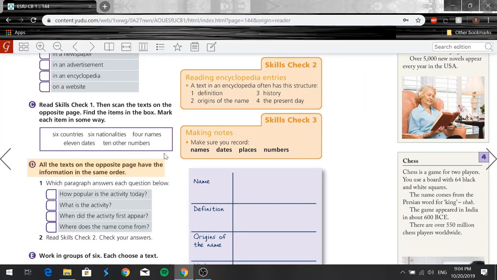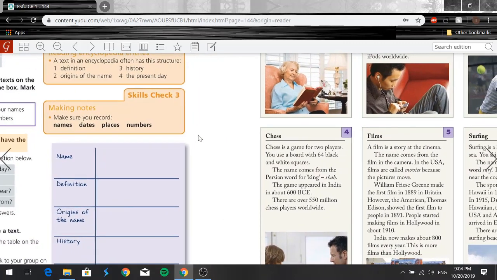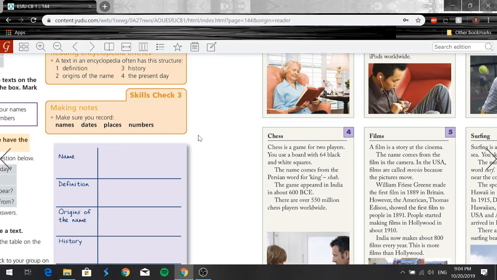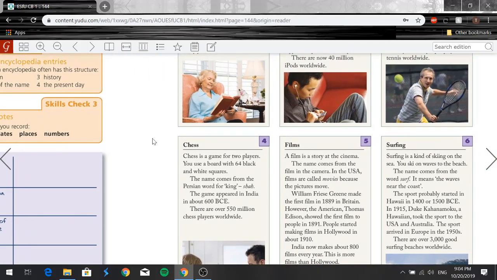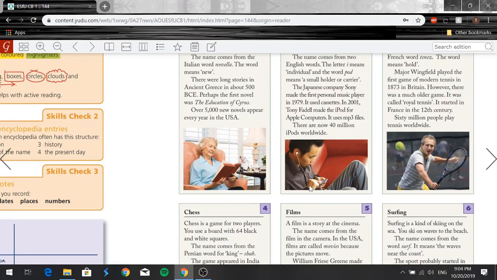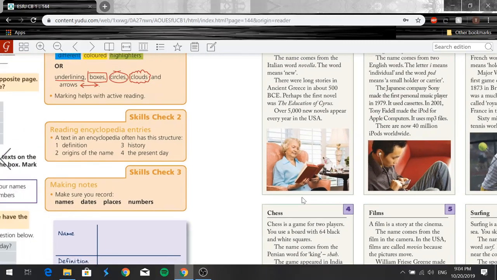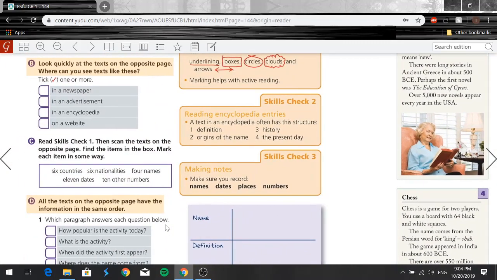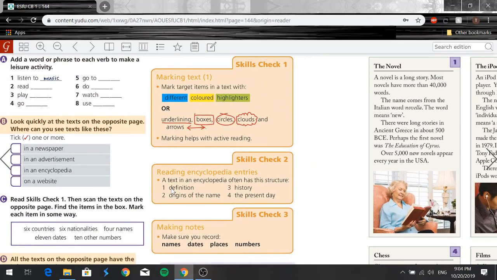10 other numbers. We'll say 40,000, 5,000, 40 million, 2, 4, 60 million, 2 again. What else? 64, 550 million, 800 for films, and 3,000. What else? I think that's about it. So that was the exercise. I hope you were able to mark all of these in different colors, or basically anything that differentiates each one.